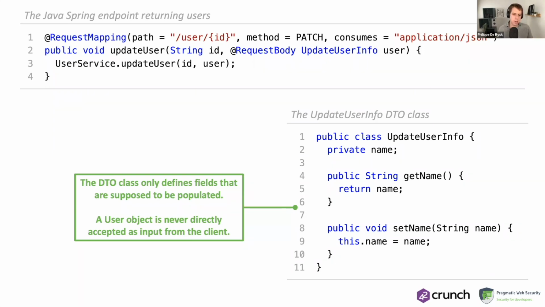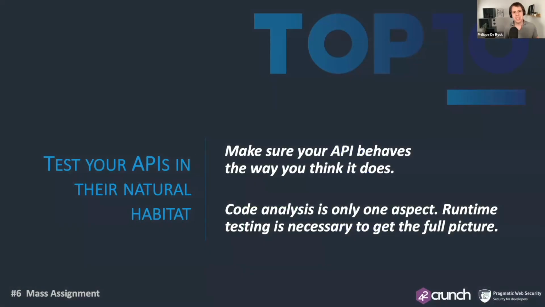The takeaway here is that you have to test your APIs in their natural habitat, which means you have to actually run the API to make sure it behaves the way you think it does.